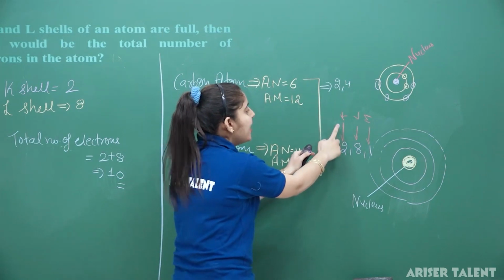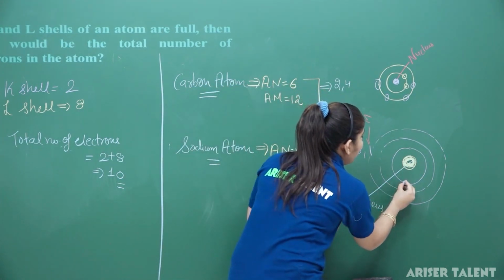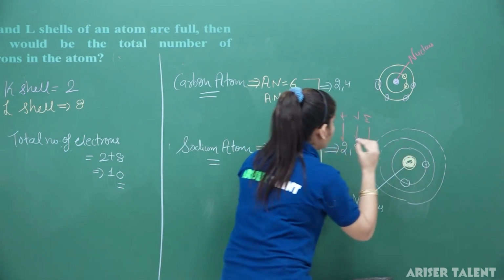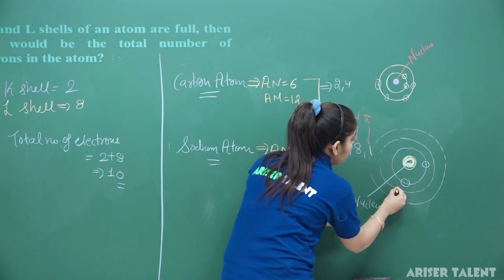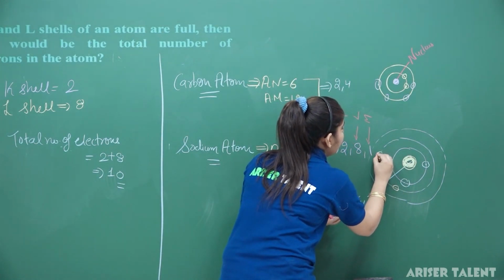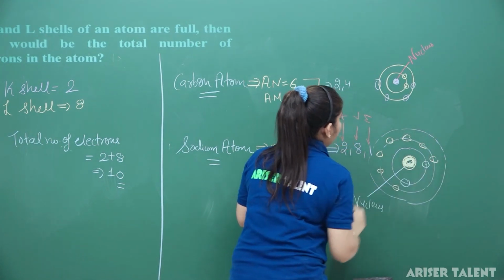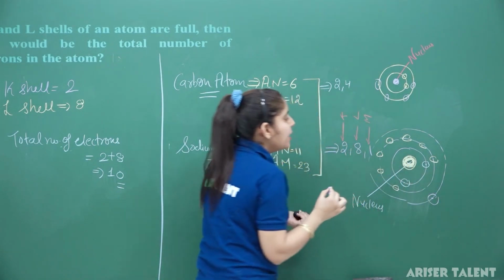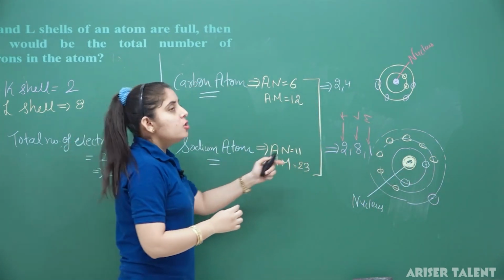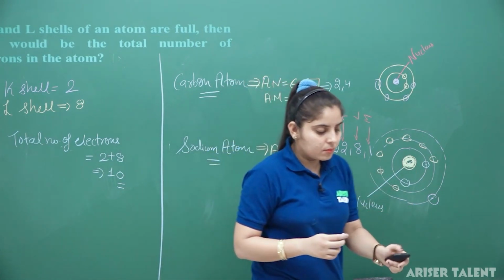Now the K shell can accommodate a maximum of 2 electrons. So 2 electrons in the K shell. We have 8 electrons in the L shell, so 8 electrons can be accommodated in the L shell, and for the M shell we have 1 electron. So the 1 electron will be in the M shell. So it can accommodate 2, 8, 1 electrons.